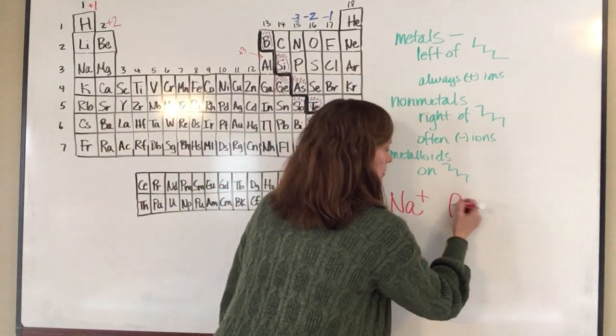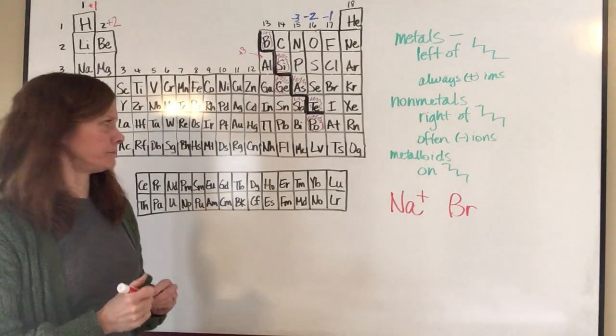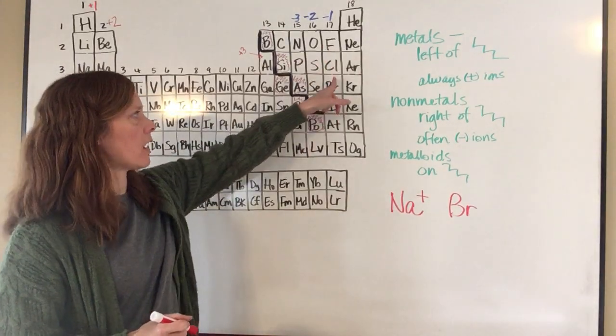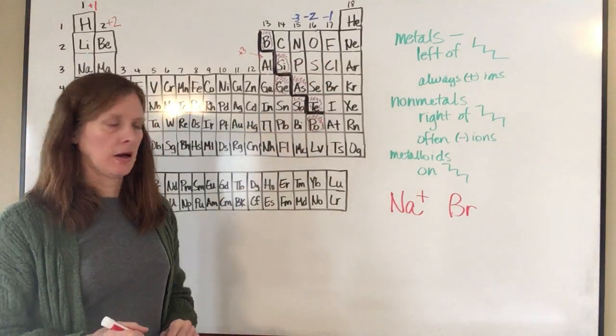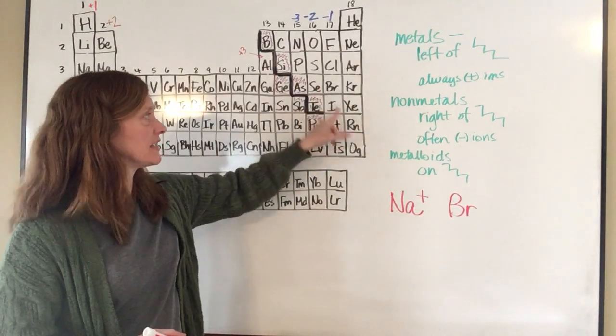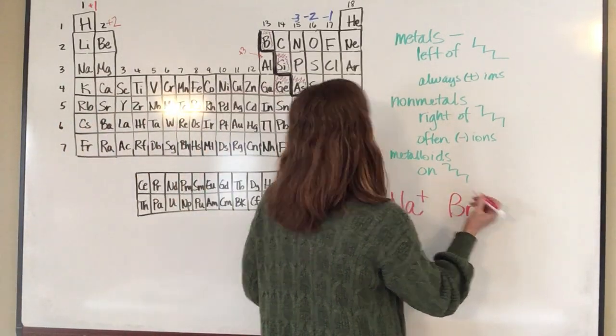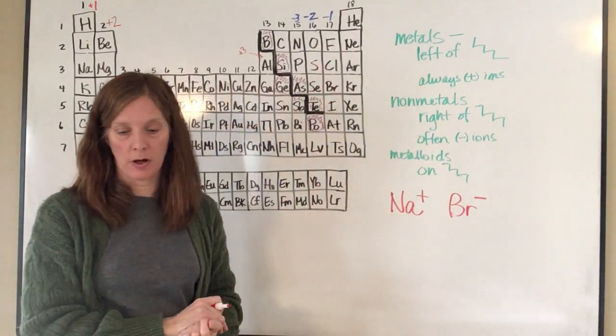How about bromine? Where's bromine on the periodic table? Bromine is over in this last column. It's right here. And bromine wants to look like krypton, so he wants to gain 1 more electron, and so he will have a -1 charge, just like everything else in that column will.